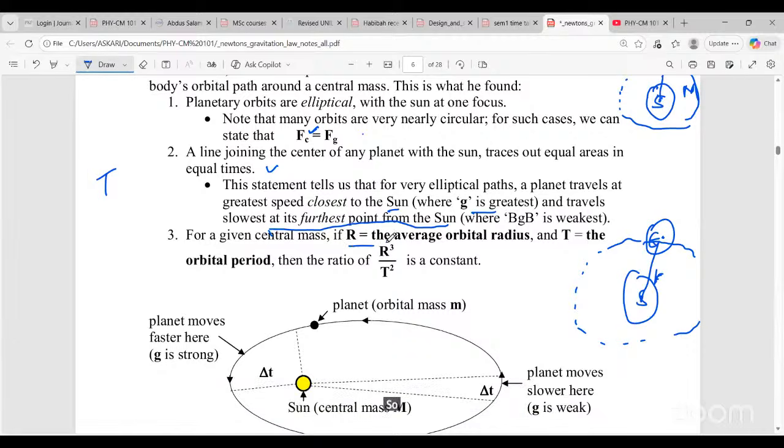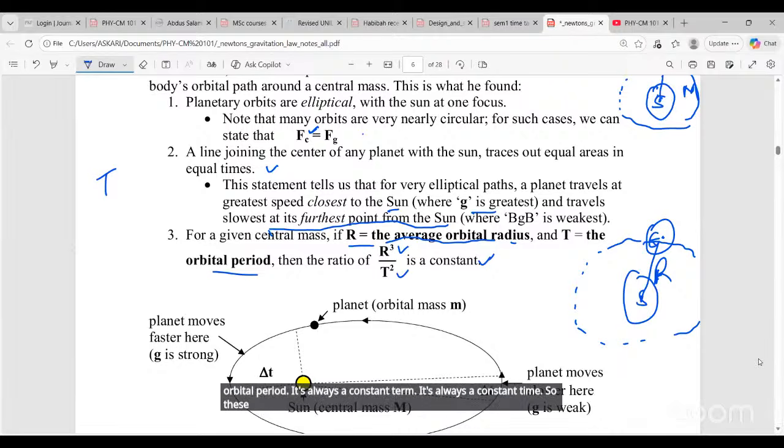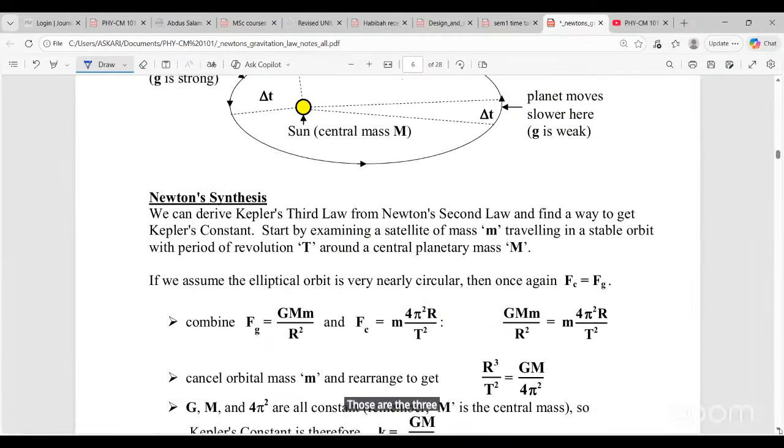So the R we have here is the average orbital radius, and T is the orbital period. The ratio of these two is a constant: the ratio of the average orbital radius cubed to the square of the orbital period is always a constant term. So these are the three laws of Kepler.